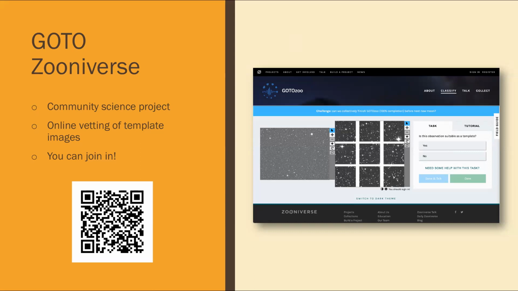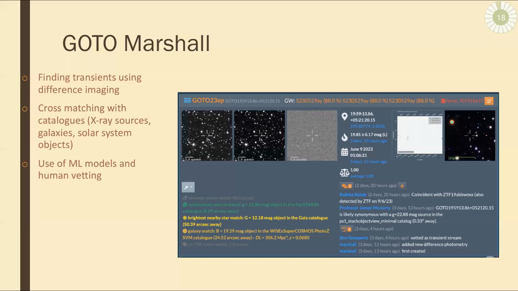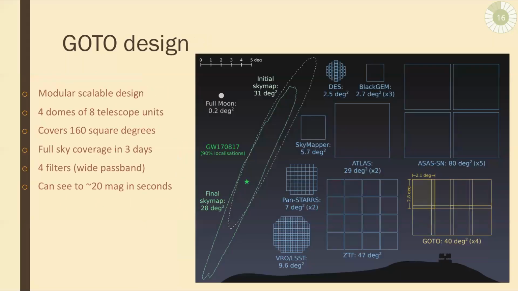Can you remind us how big the mirrors are? I think 40 centimeters, and there are 8 of those on each dome. The coverage in the sky is 40 degrees for one dome, and then we have 4 of these, so 160 square degrees.